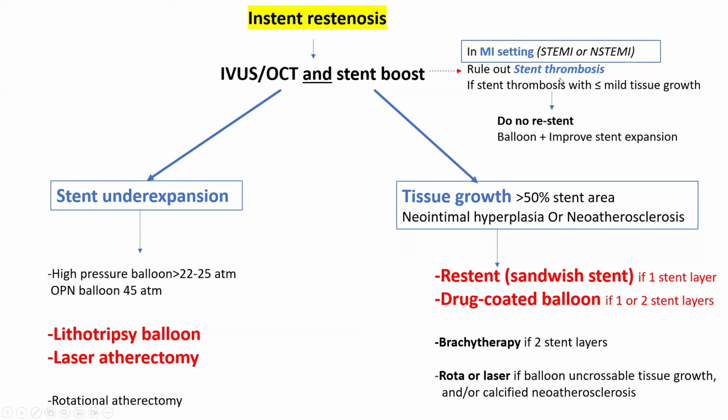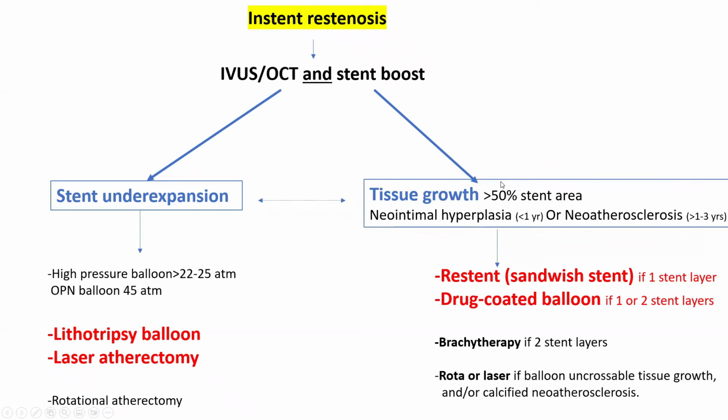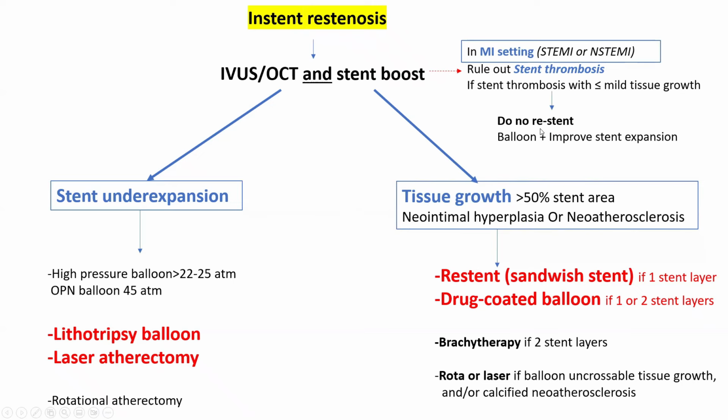Now, you may have stent thrombosis on top of significant tissue growth, like neoatherosclerosis with neoatheroma plaque rupture or severe neo-intimal hyperplasia. So in that case, you will need to not just balloon, but you will need to treat it as significant tissue growth using restenting or drug-coated balloon, besides optimization with potentially high-pressure balloon to improve stent expansion.